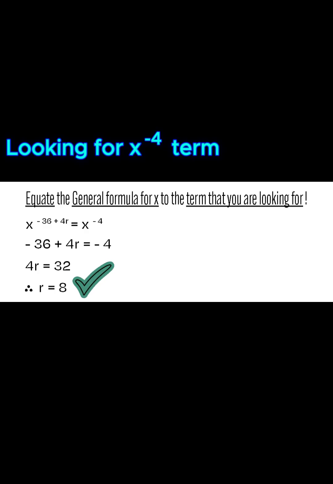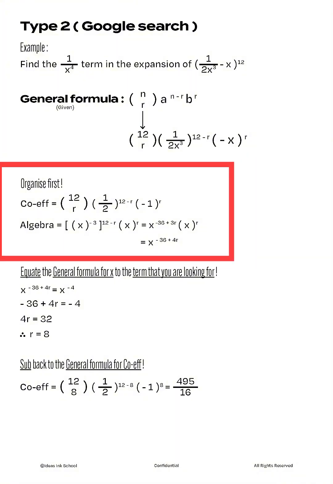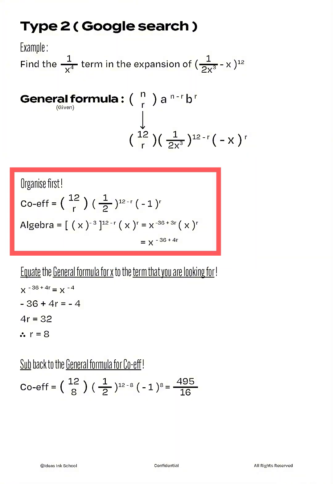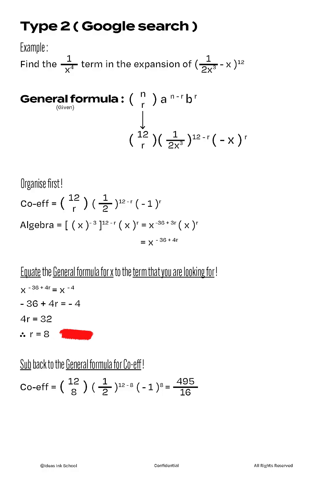So once you've got r as a value of 8, your hard work previously will pay off. Previously, we have already organized the general formula into coefficient and algebra, right? So now we have the r value of 8. We can just plug this value into our general formula for coefficient, press the calculator, and you'll get the coefficient outright. If you do it correctly, you'll get the coefficient of 495 over 16.